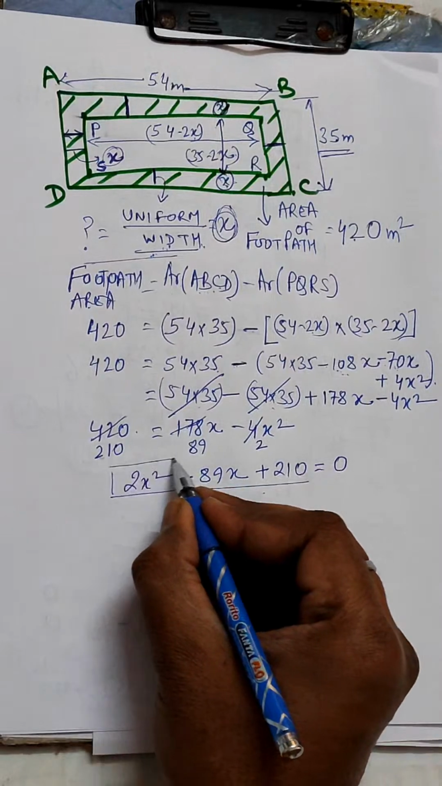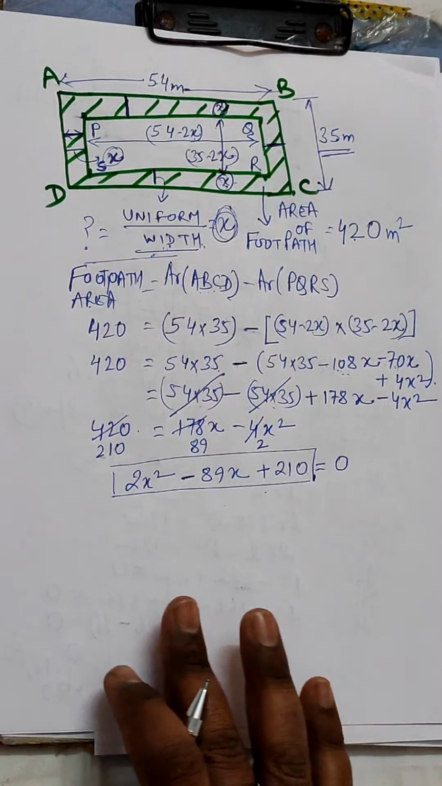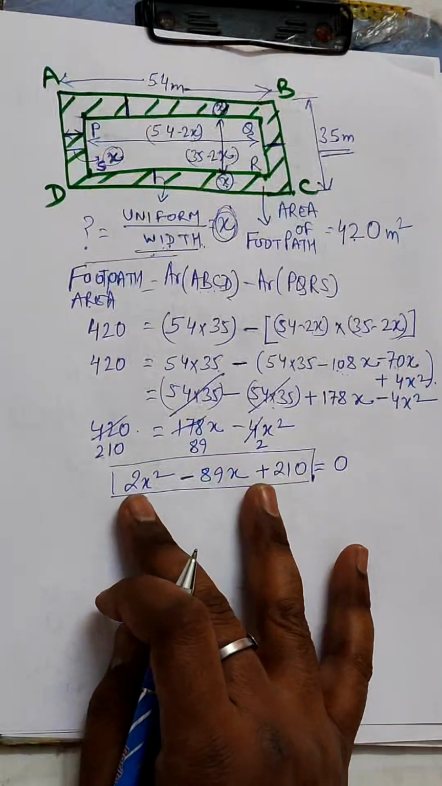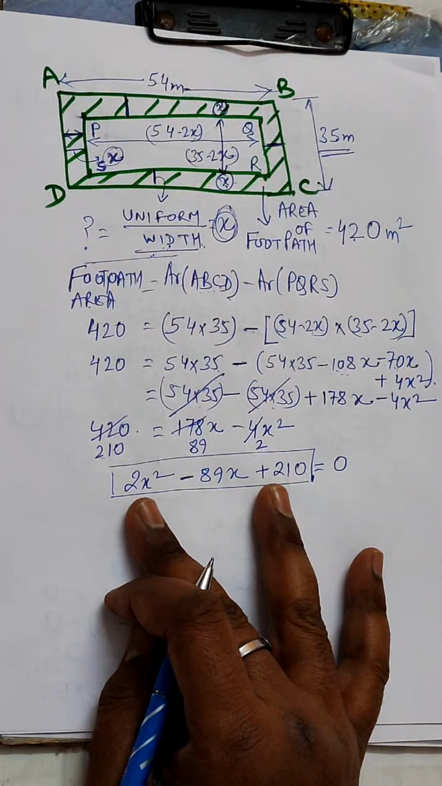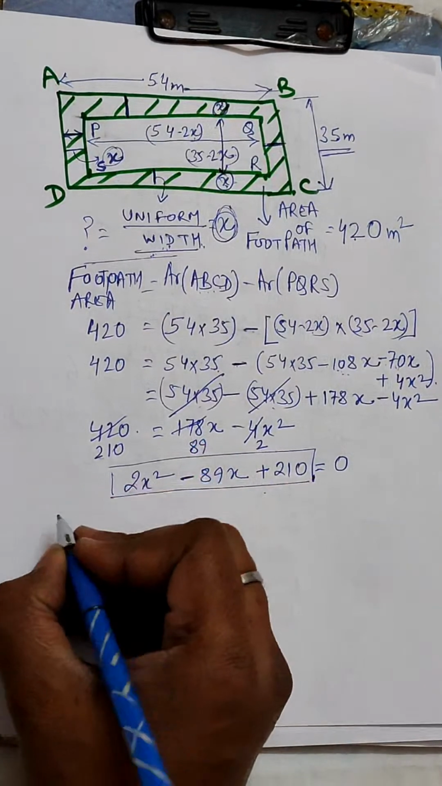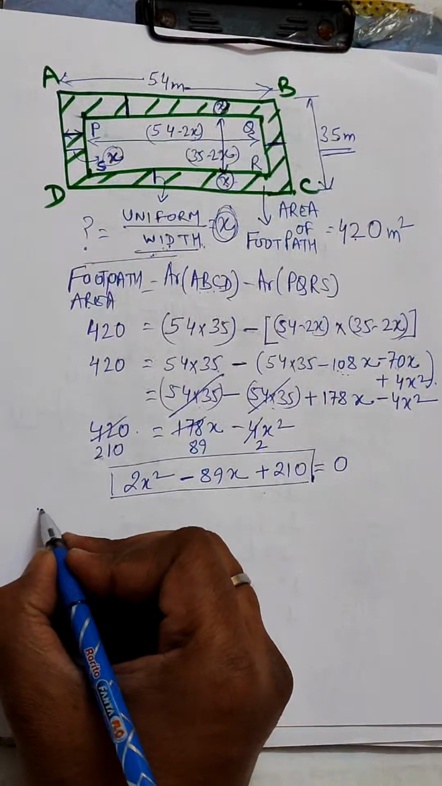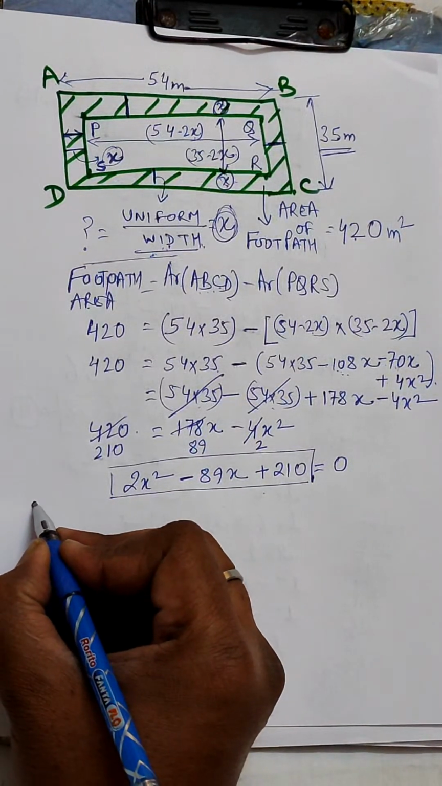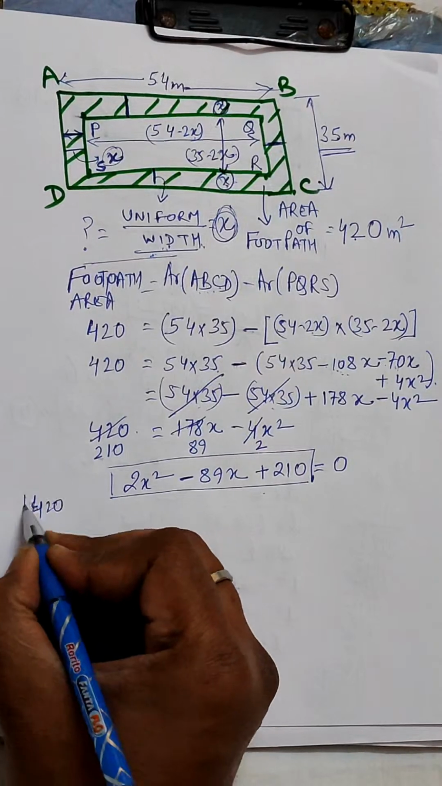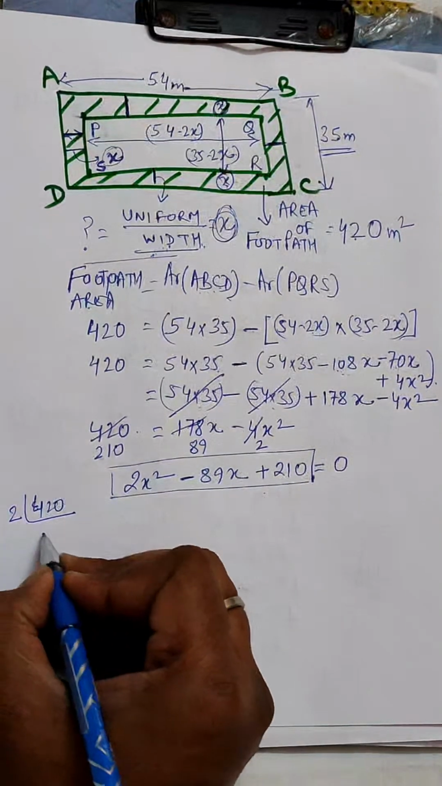You can simply use the quadratic formula to solve it, but let us try to split the middle term and see whether we are able to do it. 210 into 2 will give you 420. So 420, calculate the factors of this.